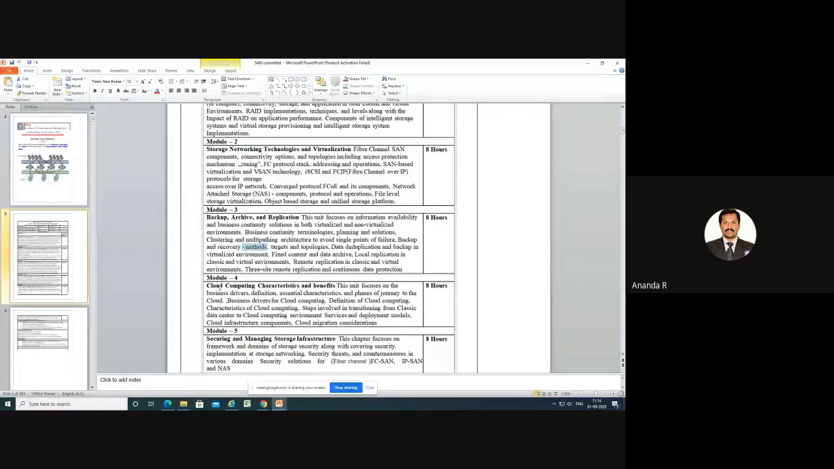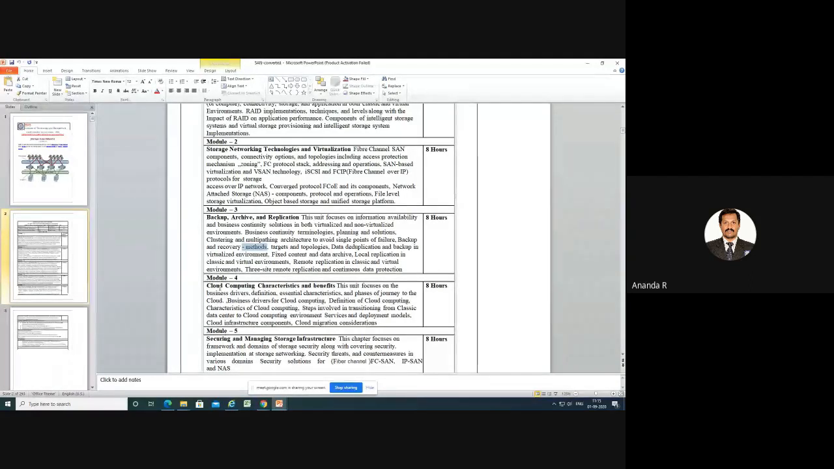We can't always rely on the classic data environment or classic data storage methods. As and when new technology comes, we can upgrade ourselves, so that whatever data we are storing in the classic environment can be easily transferred to the cloud environment.